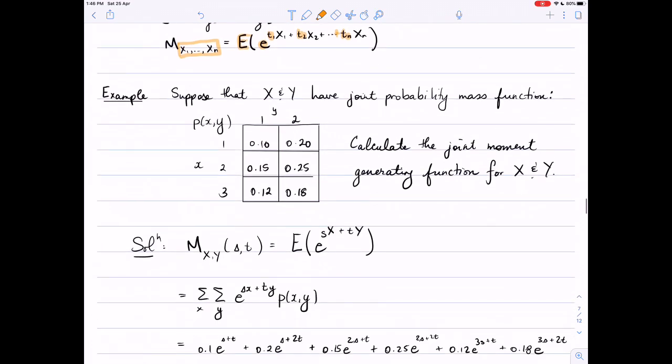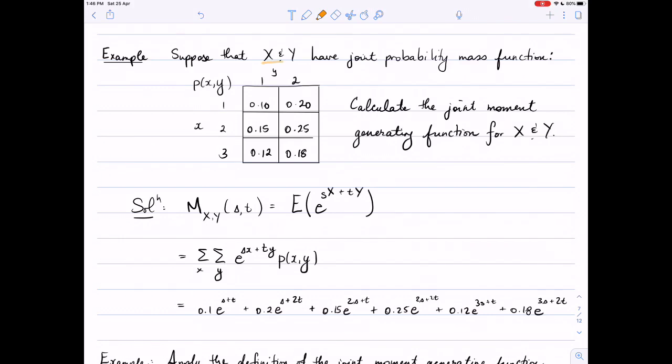So let's look at a little discrete example. Suppose that X and Y have joint PMF given by this table here, P of XY, and we're going to calculate the joint moment generating function for X and Y. This is the definition of the joint moment generating function, the expected value of e to the sX plus tY. Because this is discrete, we are summing over all X and Y values of e to the sX plus tY times the probability mass function.